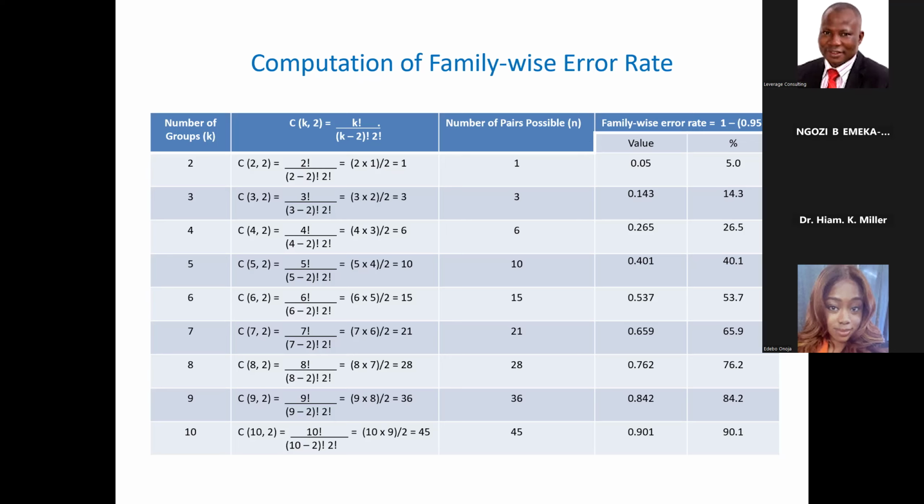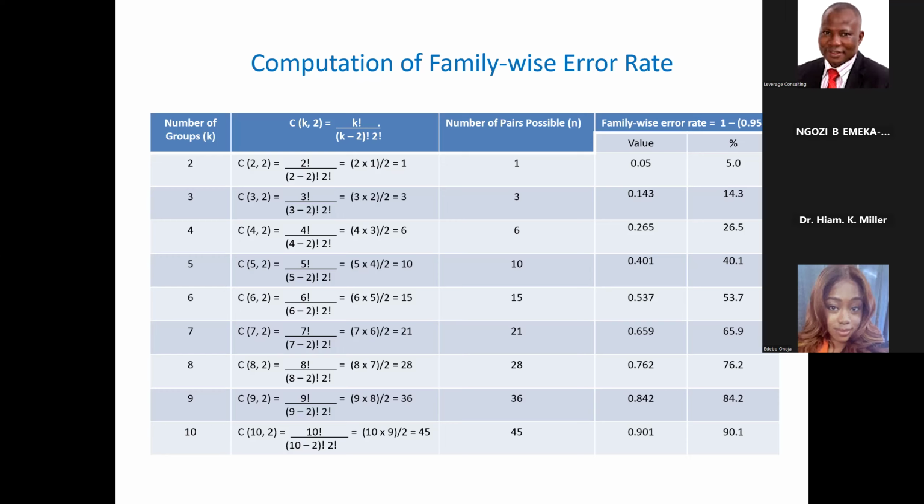But if there are 3 groups now, it gives you 3. So if there are 3 groups, maybe you have intervention A, intervention B, and control, making 3 groups, in how many ways can you combine them? Can we pair them?